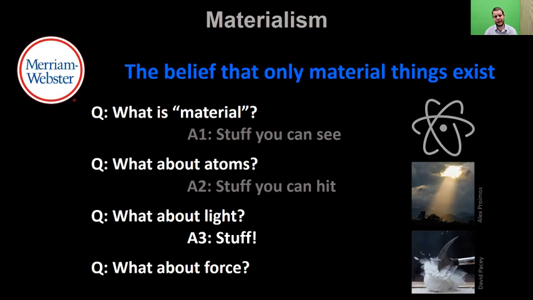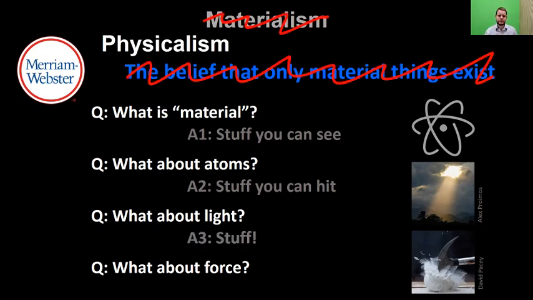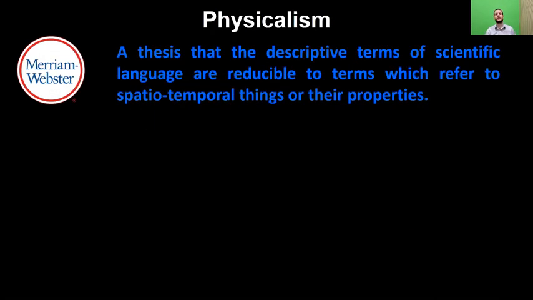So here's what we do. We say, abandon materialism. Physicalism is the one that comes next. So naturalism was circular. Materialism didn't go as far as we wanted. Physicalism, maybe we'll do better. So physicalism is the thesis that the descriptive, these definitions are getting longer with every one I go through. Here, blame Merriam-Webster, not me. Okay. Physicalism is the thesis that the descriptive terms of scientific language are reducible to terms which refer to spatio-temporal things and their properties. I hope that's clear.